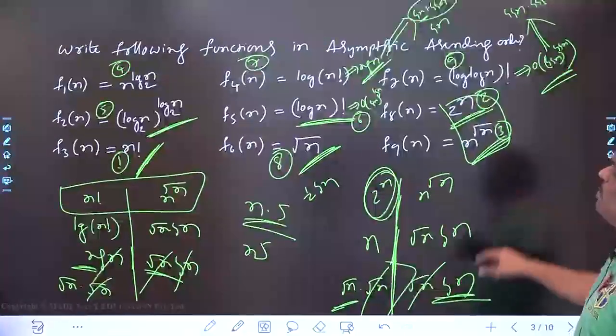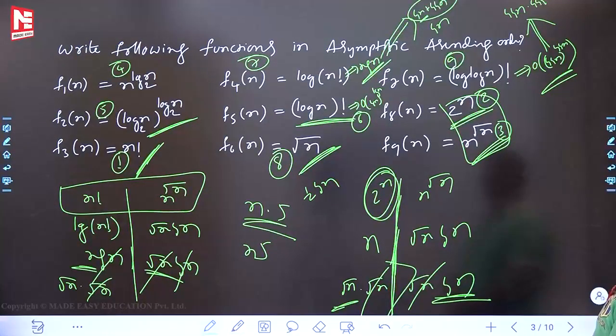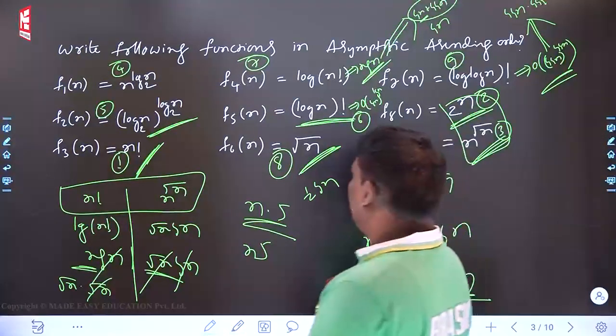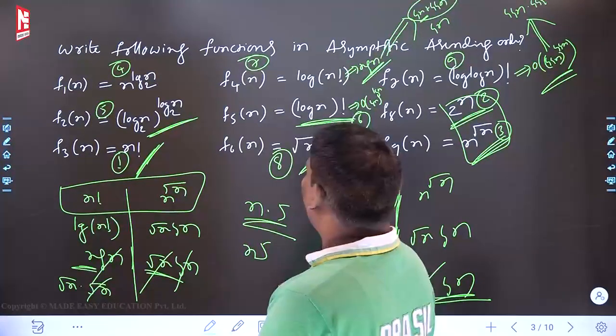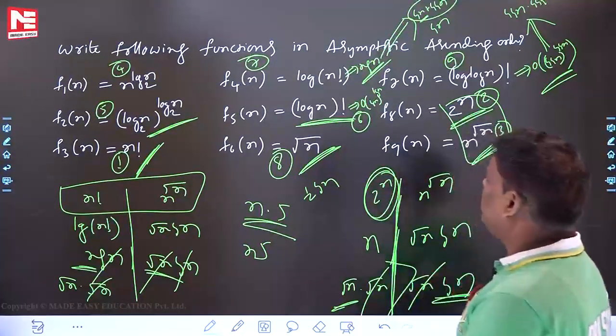So who is the number 1? N factorial. Number 2, 2 power n. Number 3, n root n. Number 4, n power log n. Number 5, log n power log n. Number 6, log n factorial.